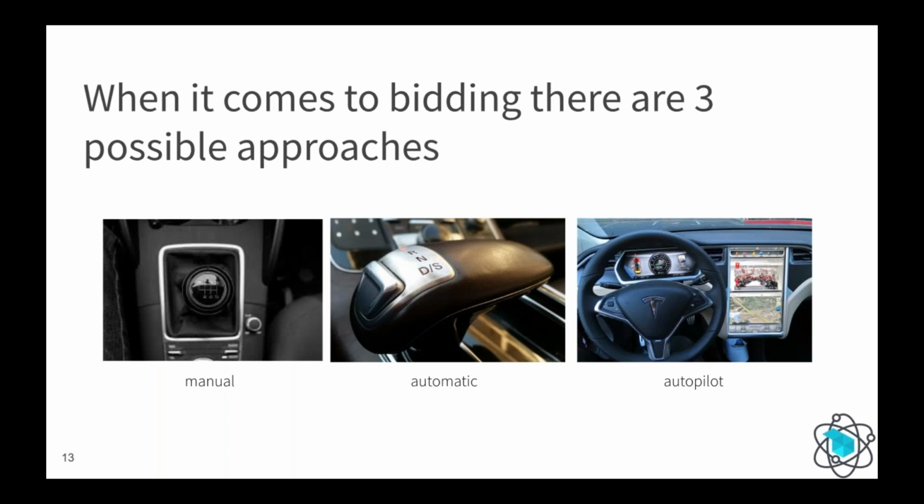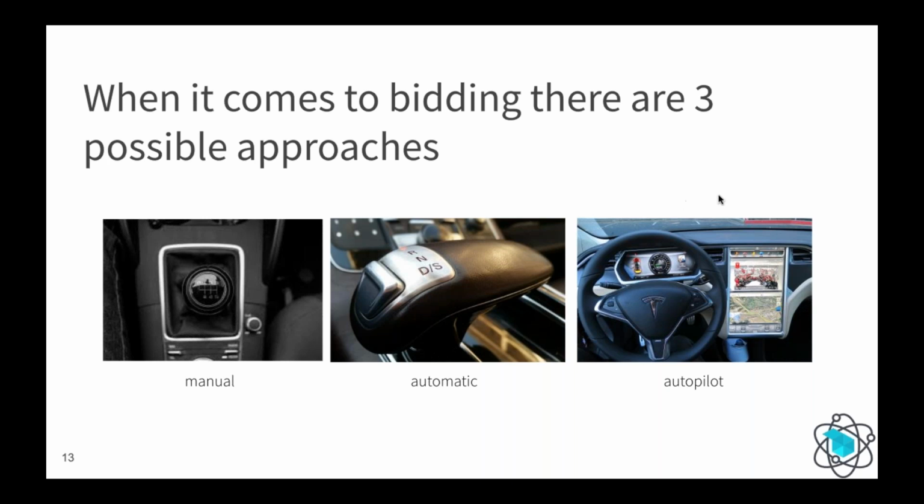Now, there are actually three macro approaches when it comes to bidding. One approach is the full manual approach. So imagine manual transmission in your car. You will decide manually, I'm going to bid $1 on this keyword and $5 on that keyword. Then we also have the automatic approach, where you will decide, with a set of rules or an algorithm or a model in an automated fashion, that keywords that behave in a certain way will get $1, and keywords that behave in another way will get a $5 bid.